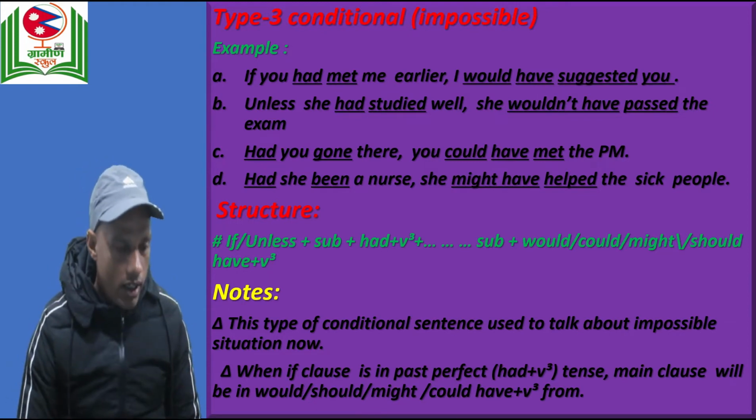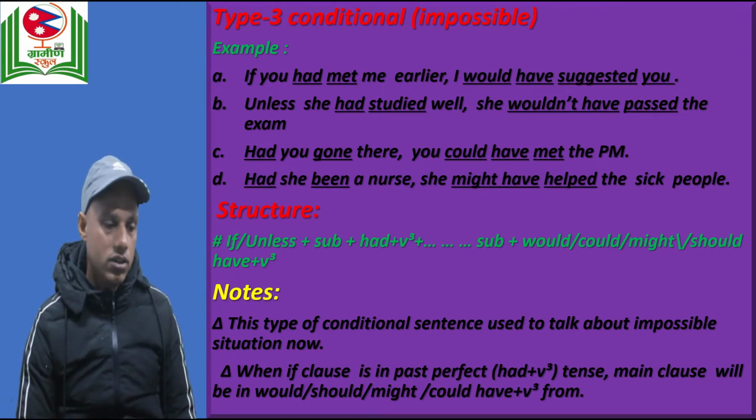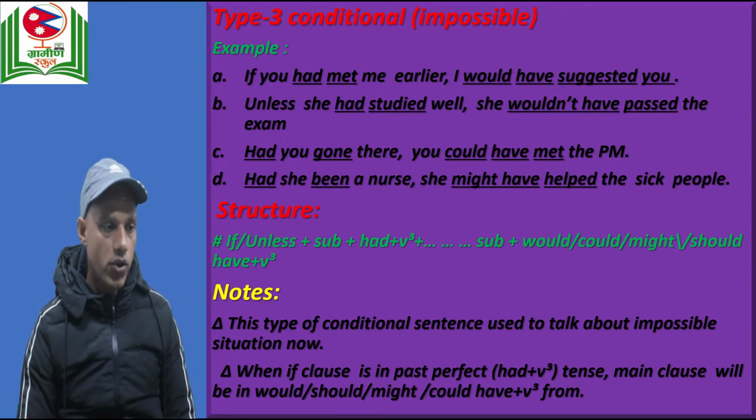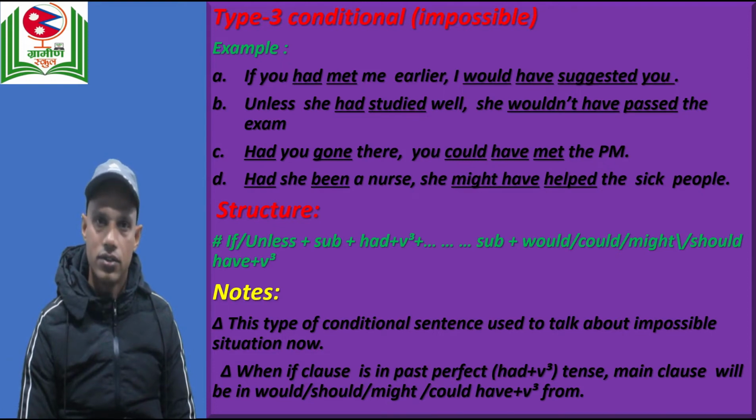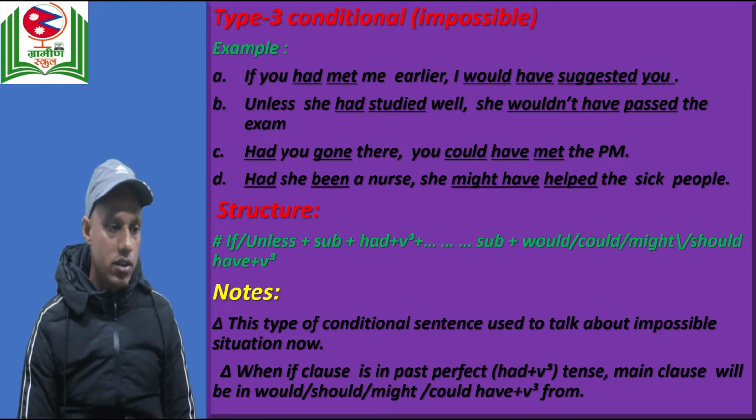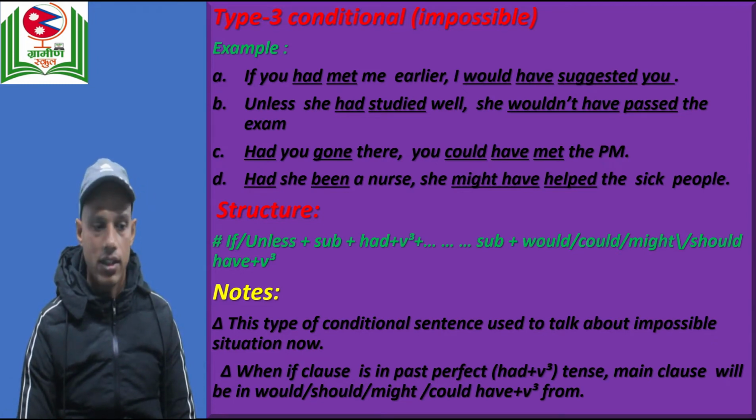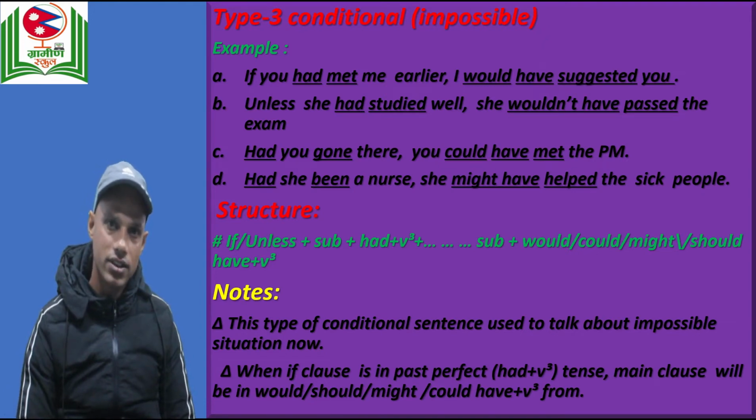Okay, I have given you some notes for your better understanding. Let's see the first point. This type of conditional sentence is used to talk about impossible situations now. Next point we have, when if clause is in past perfect tense, that is had plus verb 3 form, then main clause will be in would, should, might, could, have plus verb 3 form. Yes, you can see this in the above examples as well. Okay, did you get my point? Yes, right.